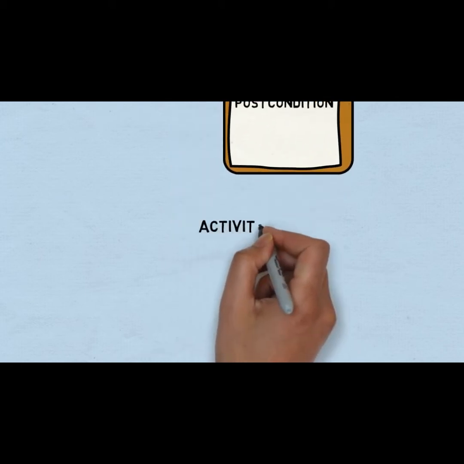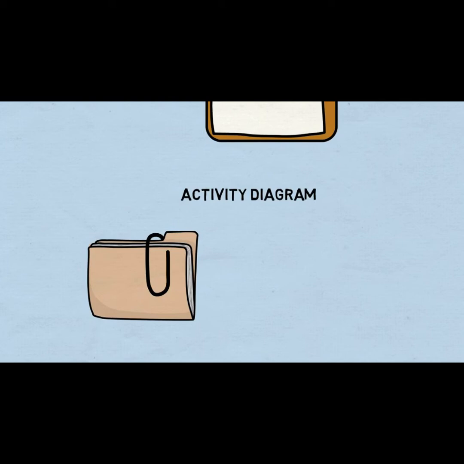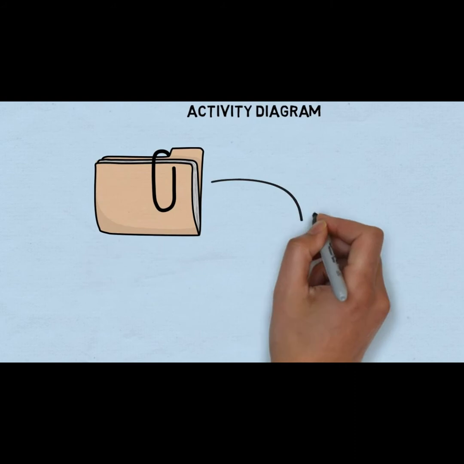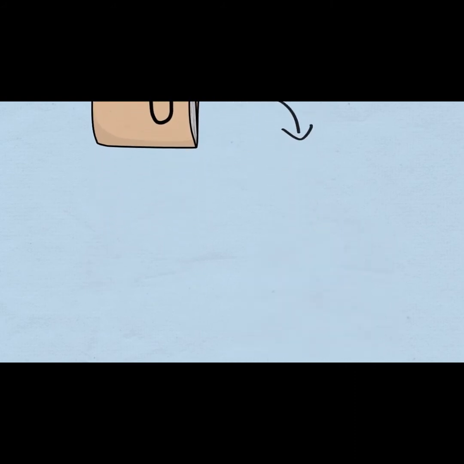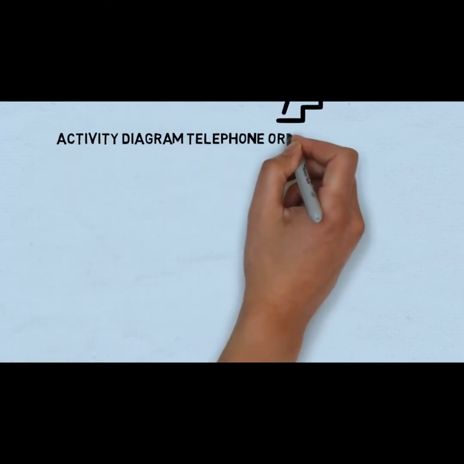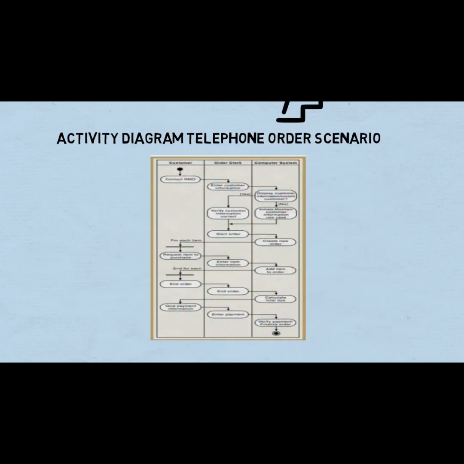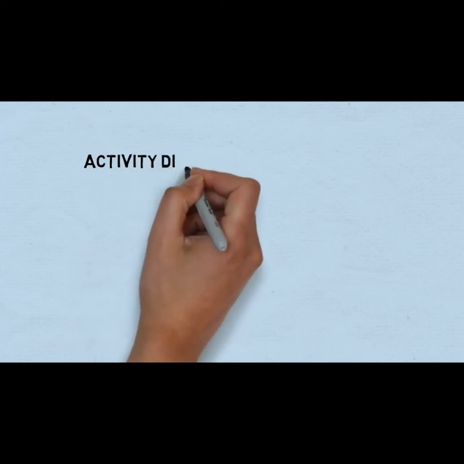Next, the activity diagram. An activity diagram is used to document the workflow of business process activities for each use case or scenario. An activity diagram can support any level of use case description, as a supplement to the use case description. Any activity diagram helps you to develop a system sequence diagram. Here are the examples. Activity diagram, telephone order scenario. Activity diagram, web scenario.